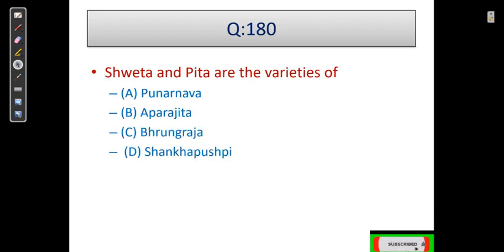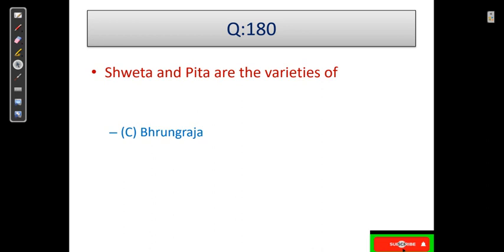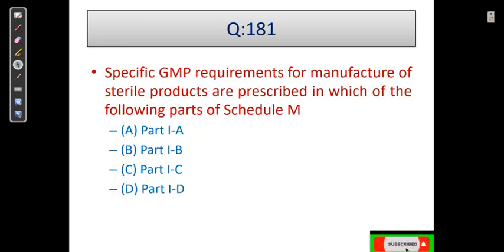Shweta and Pita are the varieties of Punarnava, Aparajita, Brungraja, Shankpushpi. So the correct one is Brungraja. Specific GMP requirement for manufacturing of the sterile products are prescribed in which of the following parts of Schedule M? Part 1A, Part 1B, Part 1C, or Part D? The correct one is Part 1A.